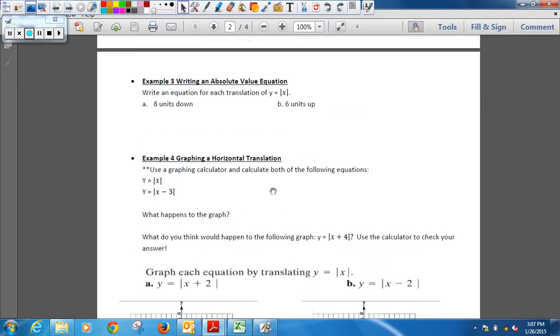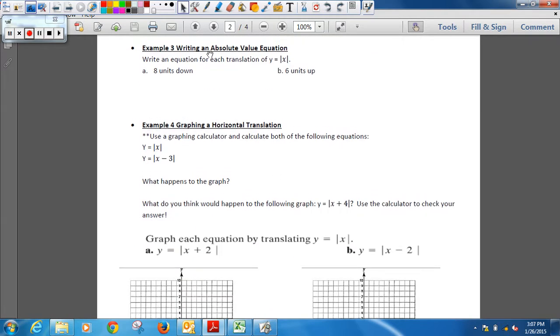Go ahead and turn the page for our next examples. Write an absolute value equation. Moving down, we went minus 8. So my absolute value equation, the basic one, is y equals the absolute value of x. If it's down 8, I put minus 8, and you have to make sure that you put it on the outside of the absolute value sign. That's a big difference. This one is up 6, so I go plus 6. So y equals the absolute value of x again. This time I'm going up 6, so I put plus 6.